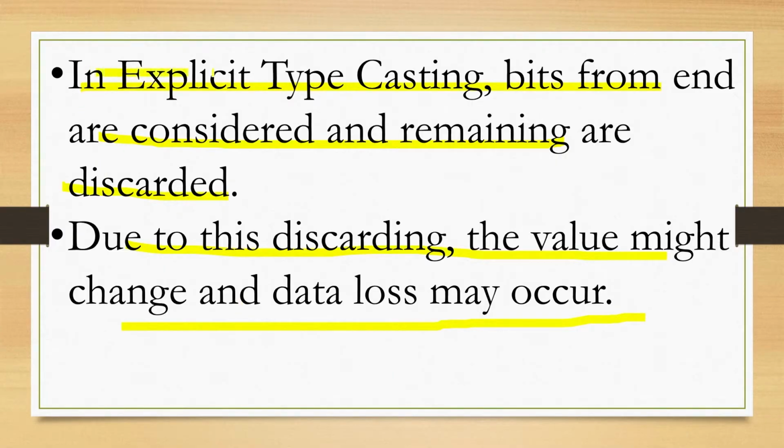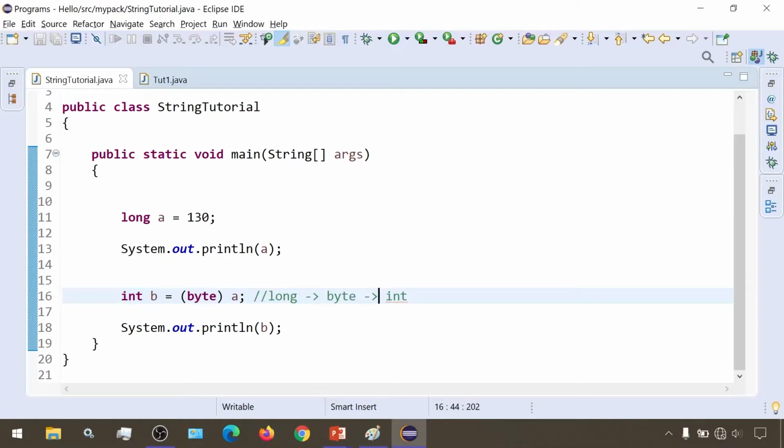So in explicit typecasting, bits from the end are considered and the remaining bits are discarded, and due to this discarding, the value might be lost. That is why we need to do it ourselves. I hope the syntax for writing it is also clear. Now let's see some more examples. Here we have converted from long to int.